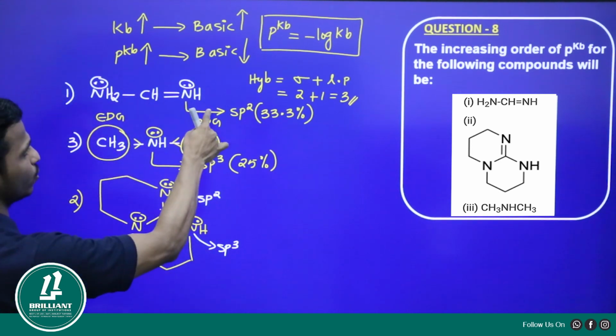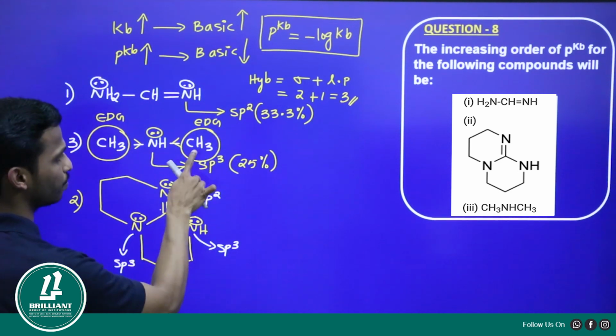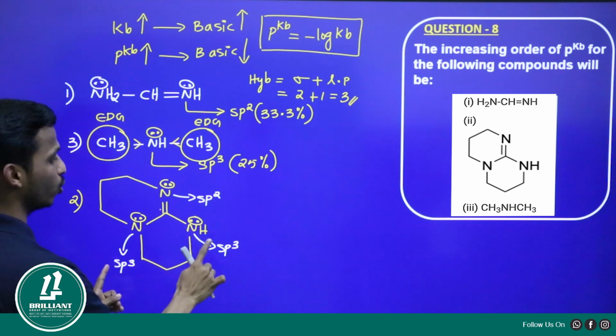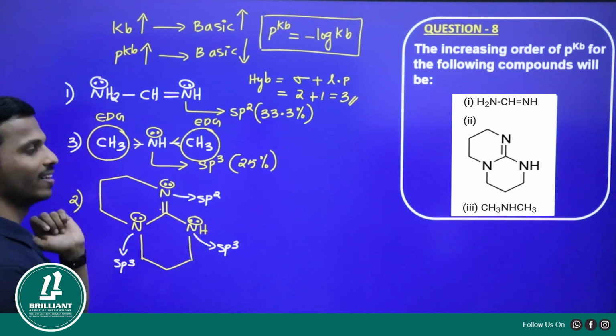So in the first case you see that it is sp2. In this third compound, sp3. In the second compound, there are 2 sp3. So its basic character can be increased a little bit more than the third one.